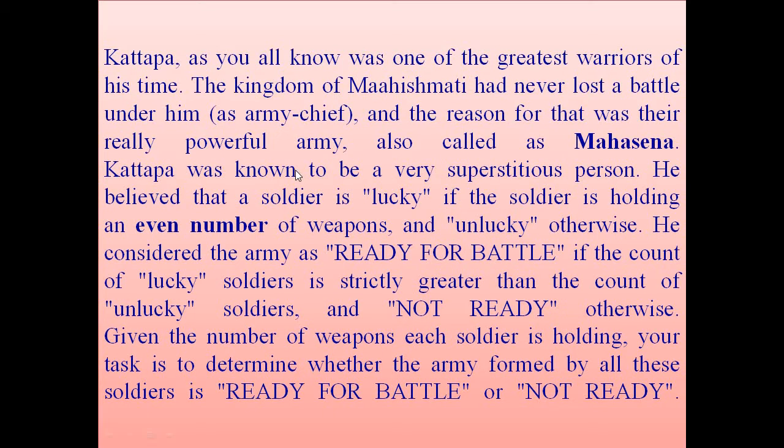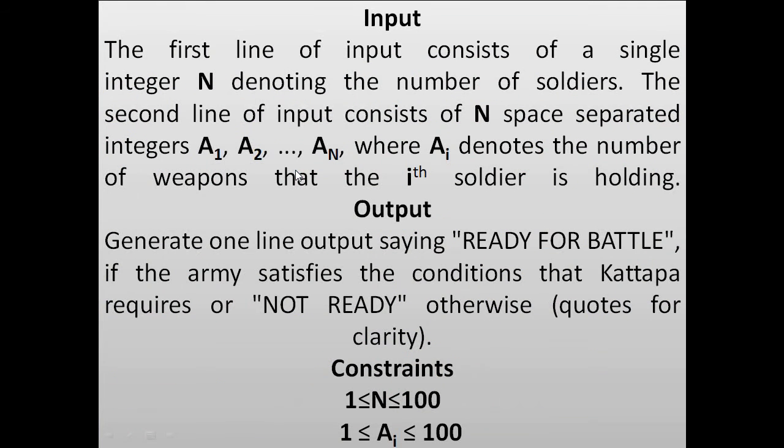So we will have input, output and constraints. The first line of input will consist of N, denoting the number of soldiers. The second line of input will contain N space separated integers A1, A2 and An, where Ai denotes the number of weapons that the ith soldier has.